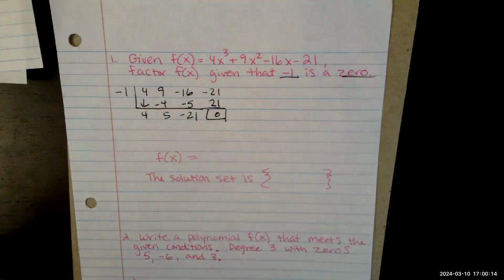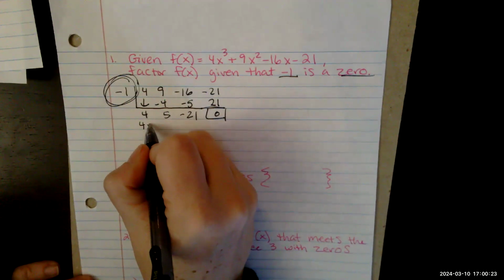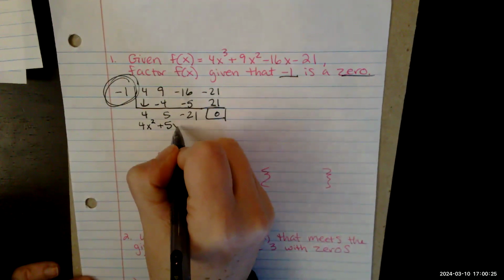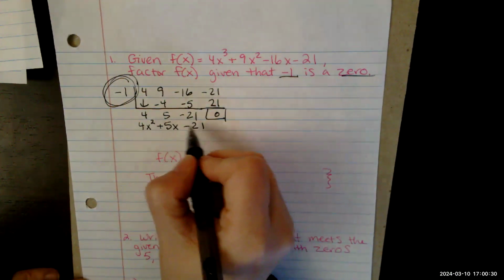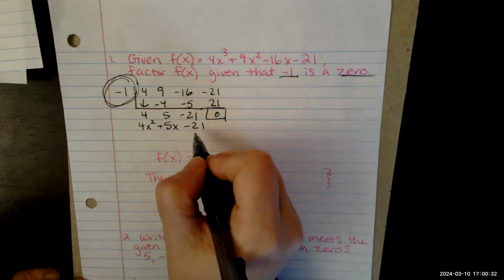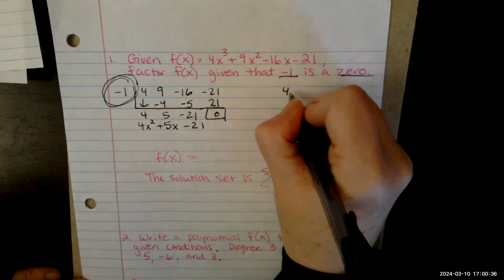But we already knew that, right? We already knew. Here's one of my zeros. So I just don't want to forget that that's one of my zeros. But what does this mean? Remember that this means we have 4x squared plus 5x minus 21 now. And since that is a quadratic, we might be able to factor that. So I'm going to try to factor it over here.